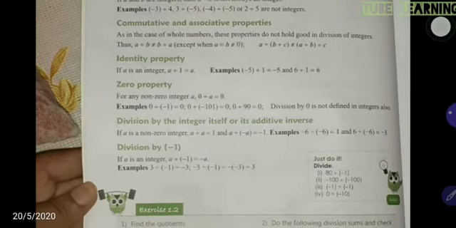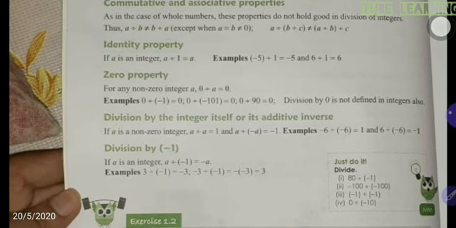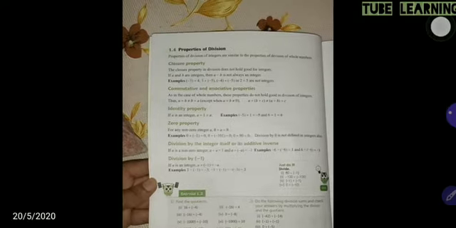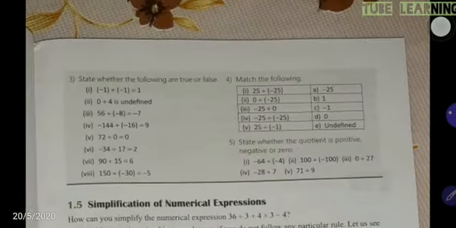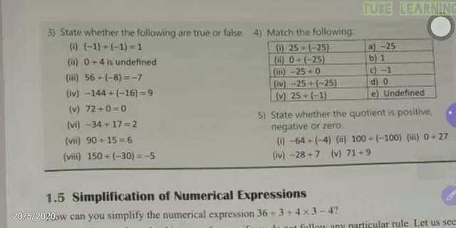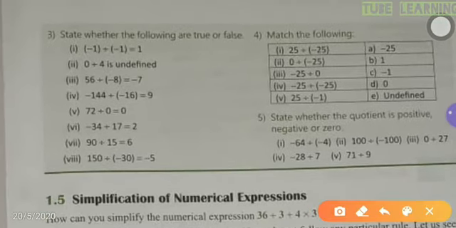Okay, so this zero property, division by 0 is not defined in integers also. So this is undefined. Not defined means you have to write undefined. So the second one is undefined. Okay, so this is true, the second one is true, and the first one is true.